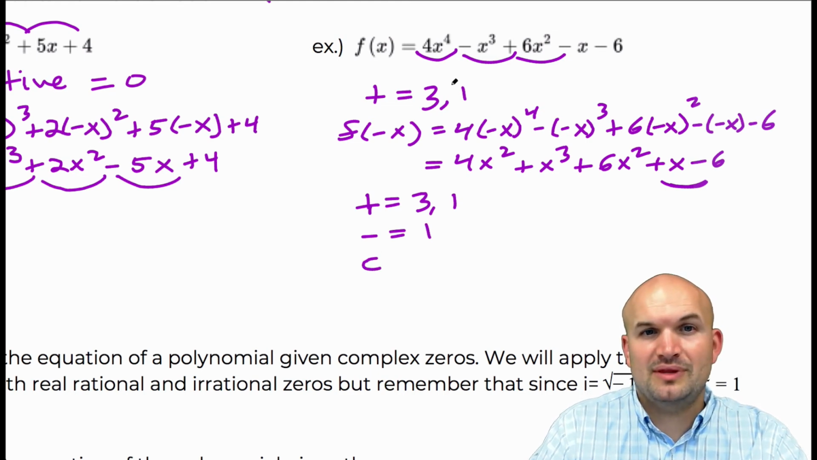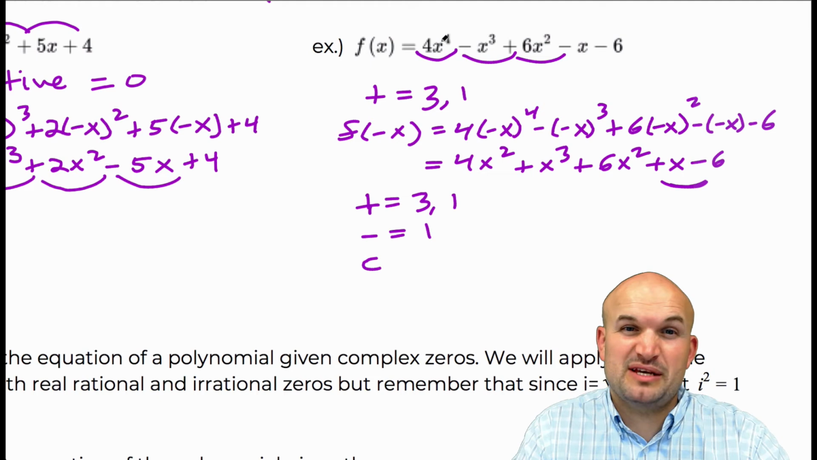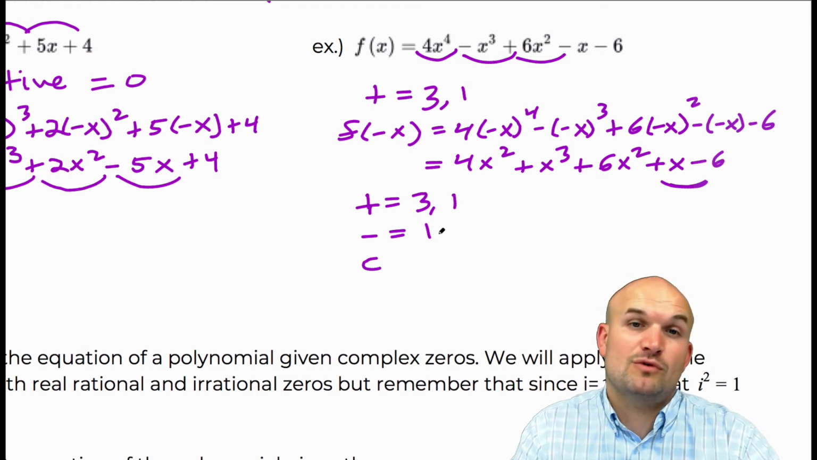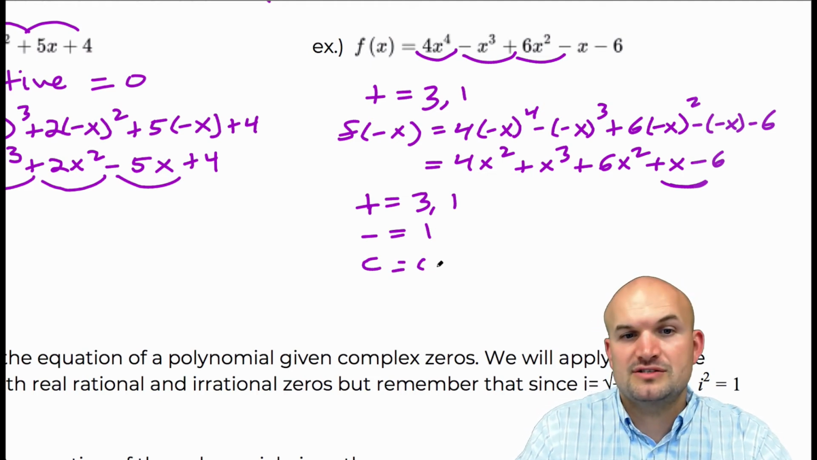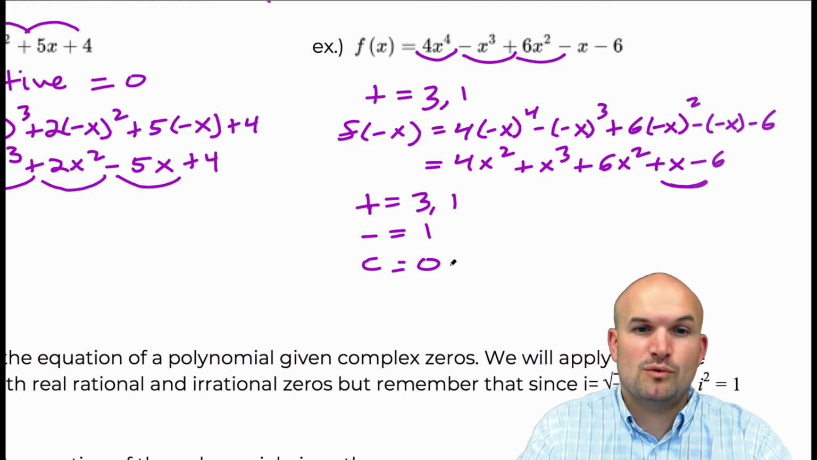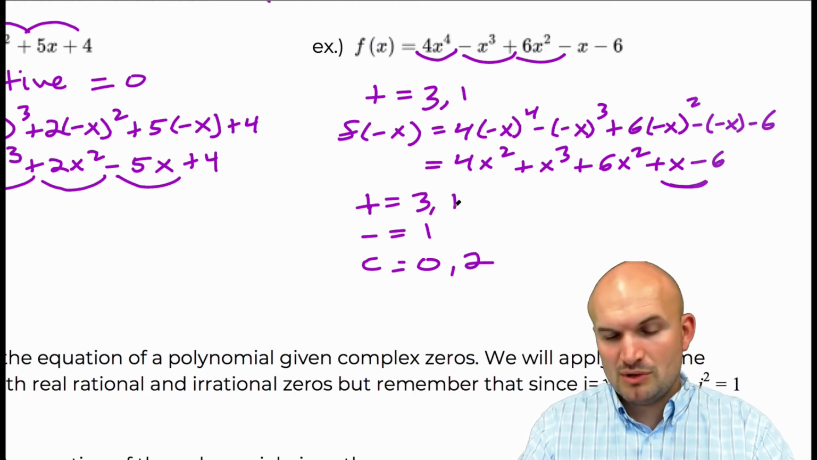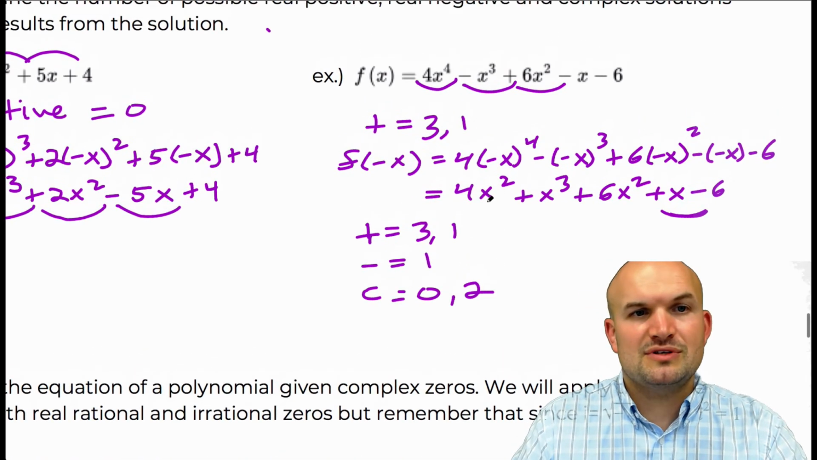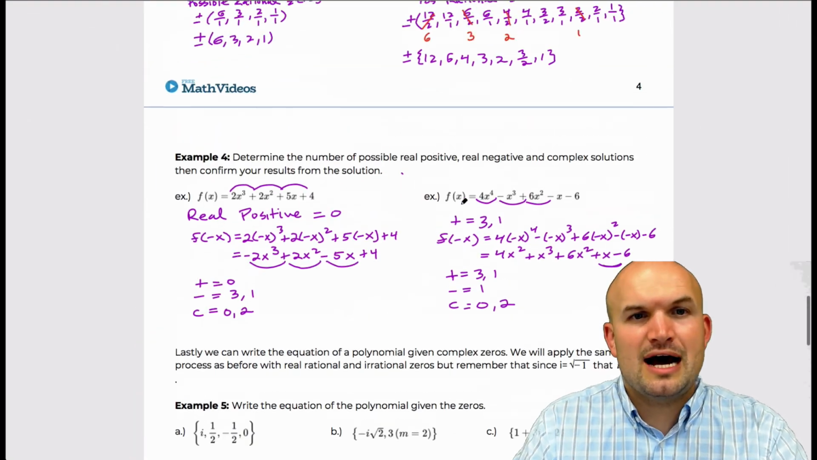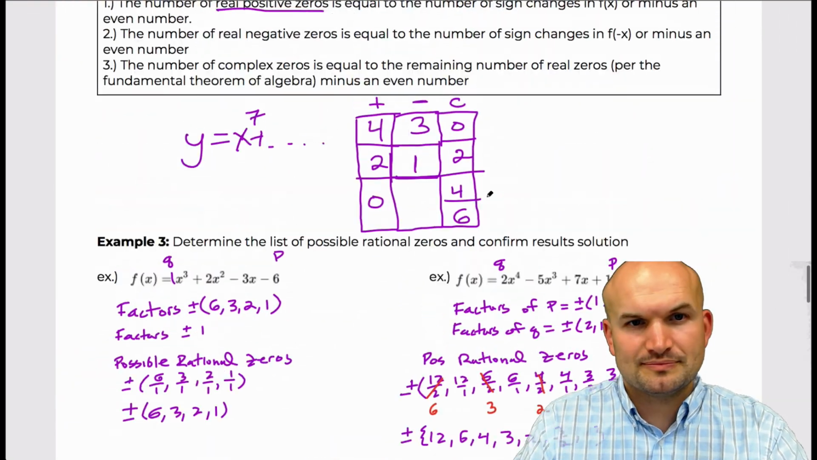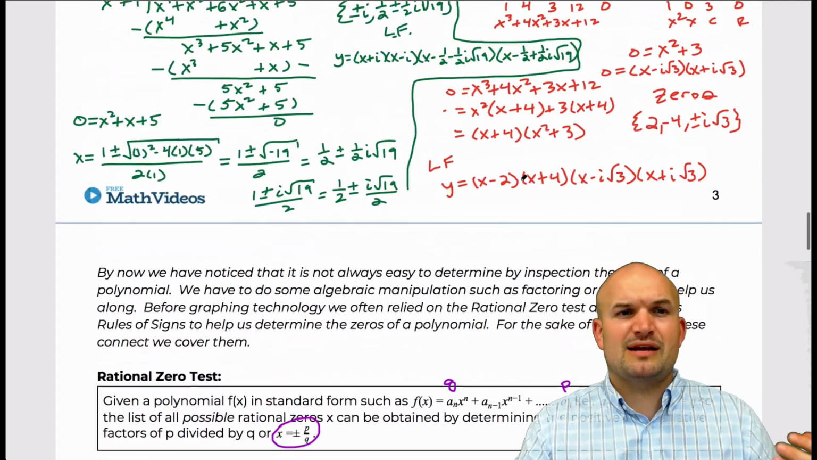And therefore, for complex, again, what is my power here? It's going to be 4. So if I have 3 positive, 1 negative, that means I have to have 0 complex. But if I have 1 positive, 1 negative, that means I have to have 2 complex, okay? So let's take a look at this and see how this might be useful on some of the problems that we already solved.